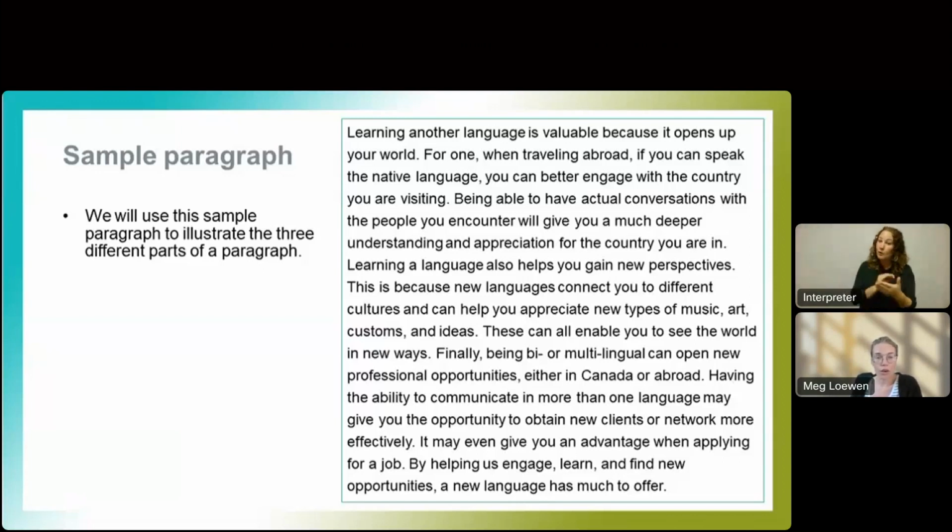Learning a language also helps you gain new perspectives. This is because new language connects you to different cultures and can help you appreciate new types of music, art, customs, and ideas. These can all enable you to see the world in new ways.